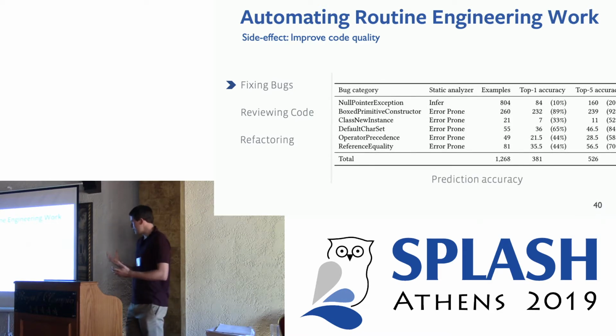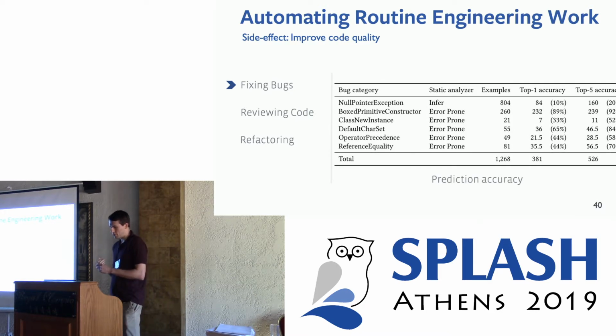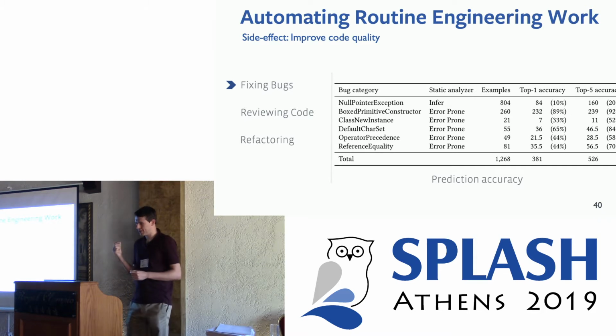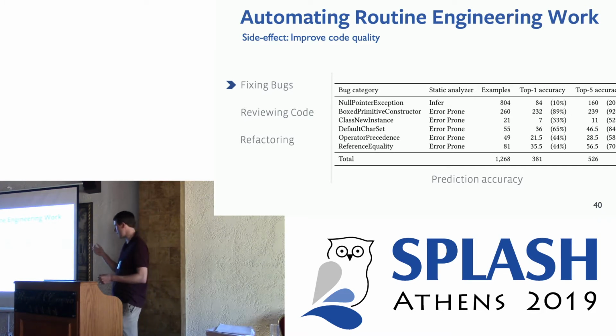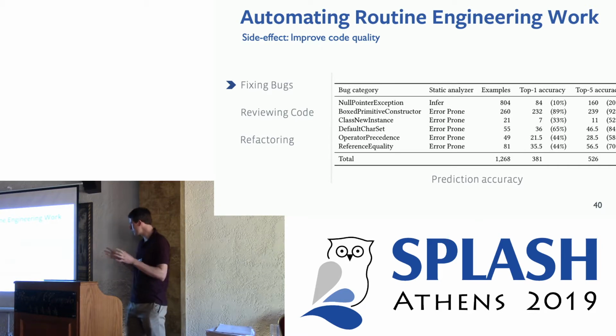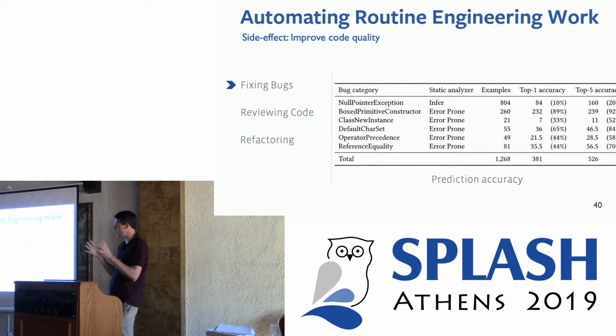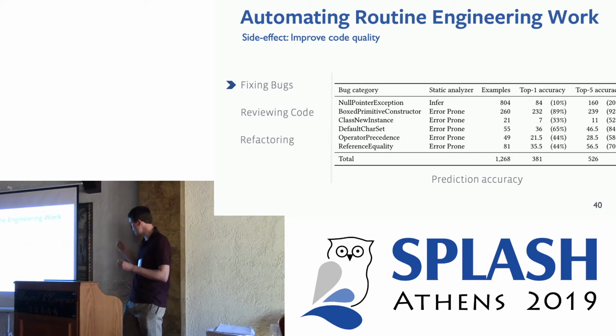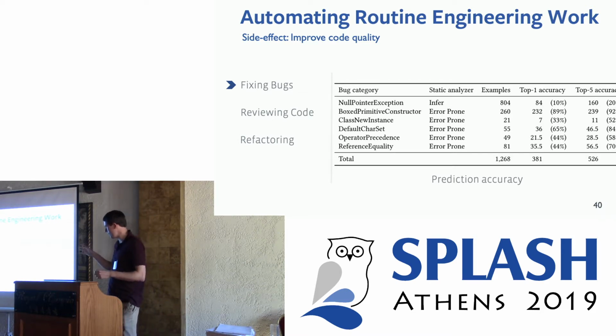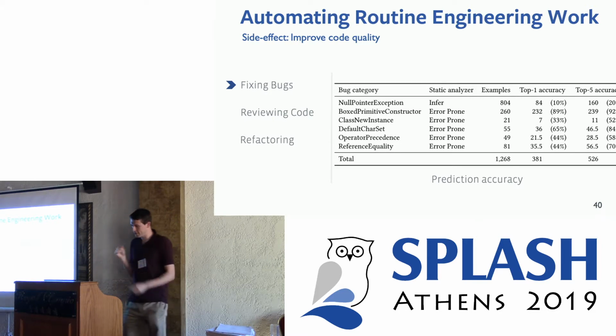And what about the accuracy? How well does this work? Well, we measured our ability to predict human fixes accurately by taking sets of human fixes for all these different categories of bugs, splitting into folds, training on 90% and then trying to predict the held out set. And these are our top 1 and top 5 accuracy for these different classes of bugs.